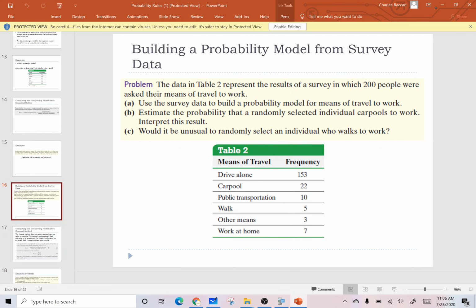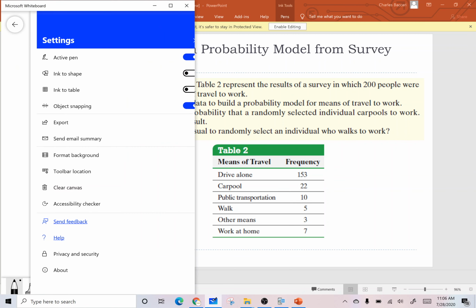The next one: the data in table 2 represents the results of a survey in which 200 people were asked. Use the survey data to build a probability model. Okay, so let's do that. We're going to clear this.